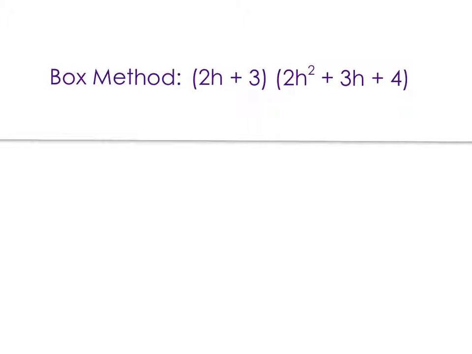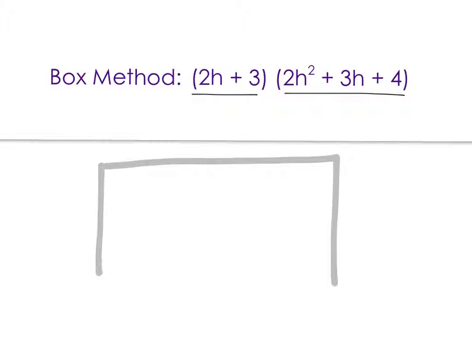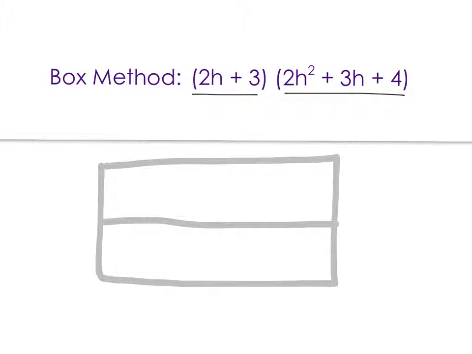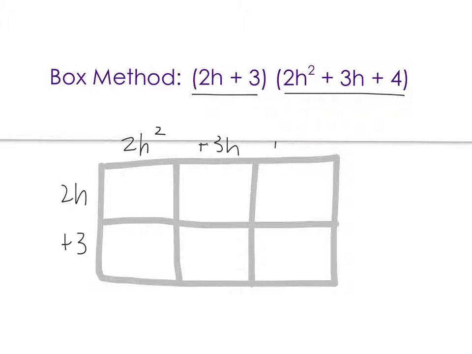Now let's take a look at multiplying polynomials with the box method. And again, here I have a binomial times a trinomial. So I'm going to go ahead and make my box, but I notice again with the binomial that's 2 terms, trinomial that's 3, so my box will be a 2 by 3 box. So I'm going to make my box, I'm going to do 2 by 3. And now I'll go ahead and write down my binomial, 2h plus 3 on the left-hand side. Then up above, I'll write 2h squared plus 3h plus 4.